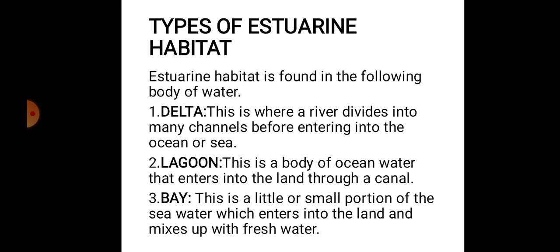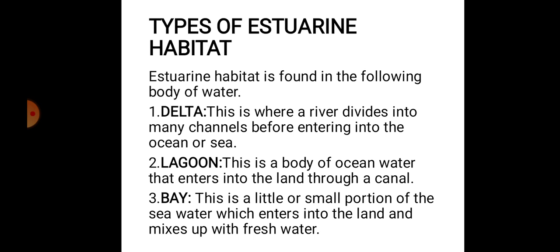So when they mix, the ocean water mixes with the fresh water, the river water that is coming, and they form what we call brackish water. So that water will no longer be fresh, neither will it be salty. They form another water body which is called estuarine or brackish water.